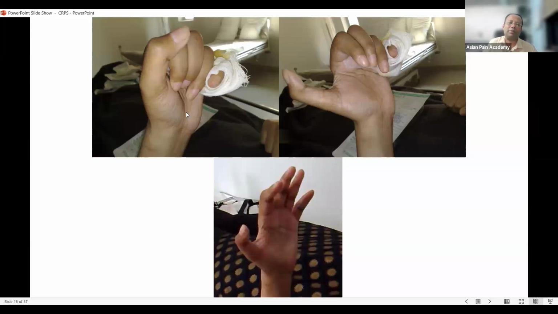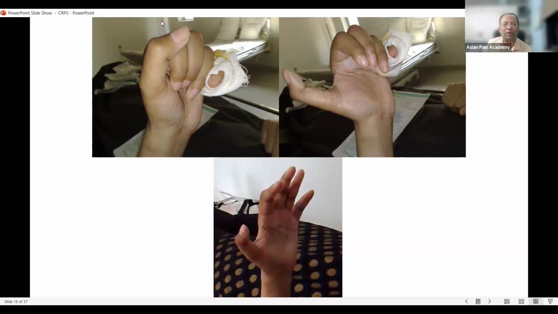Many neurologists just advise that you go for physiotherapy and you have to do physiotherapy. So the patient went to physiotherapy, and during physiotherapy they broke her one finger. So this can also happen.